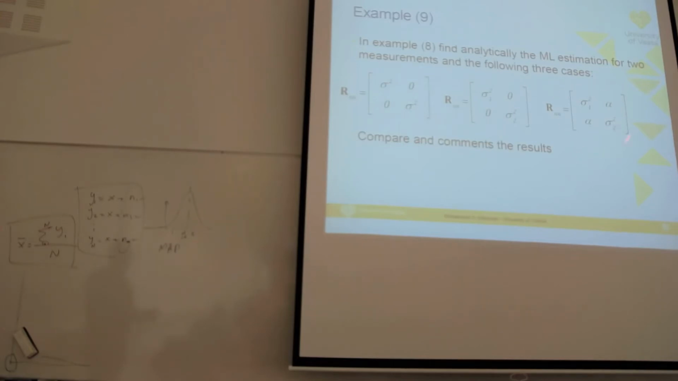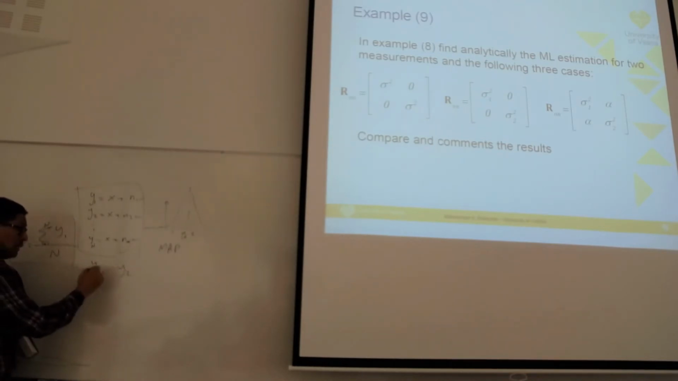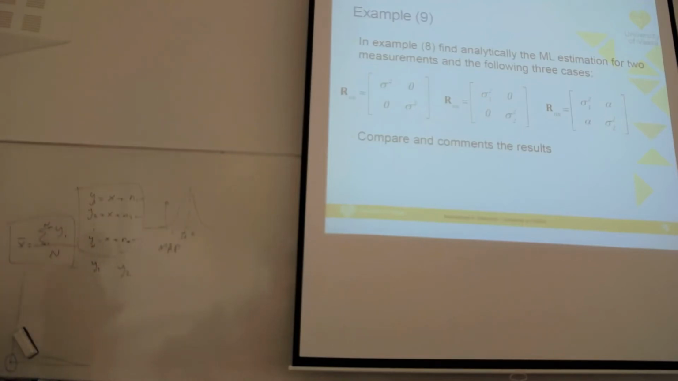And here, in case that we have correlation, we try to solve this if you have 2 measurements only. So you have y1 and y2, in 3 different cases. The first case, they are identical measurements in terms of variance, but they are independent. This is the first case. The second case, they are independent, but one measurement is more accurate than the other.